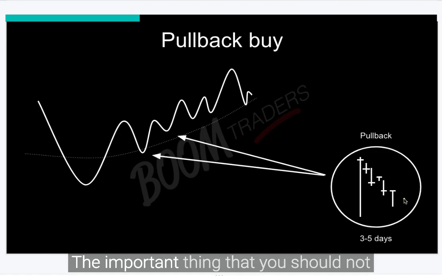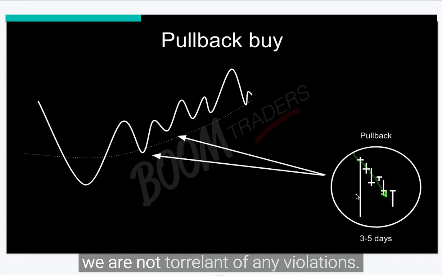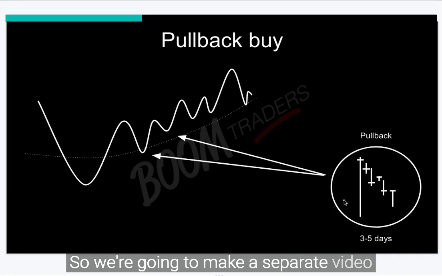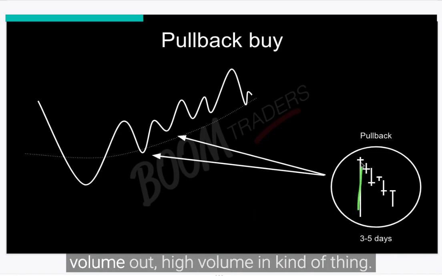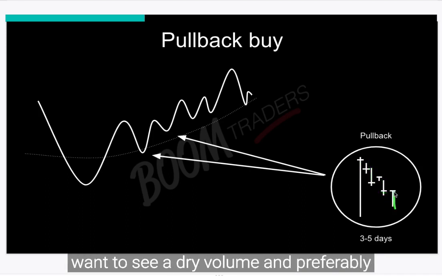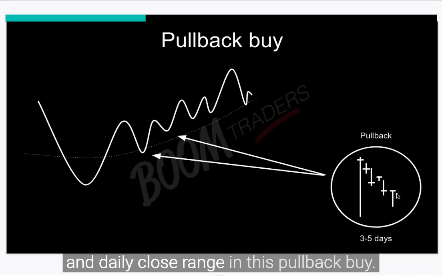The important thing that you should not forget is that on this little pullback down, we are not tolerant of any violations. We're gonna make a separate video about what the violations are, but just in a nutshell, if you have to look for one thing, make sure that you don't get low volume out, high volume in. So on these days when we go down, we want to see dry volume and preferably very supportive action in terms of volume and daily close range, on this pullback buy.